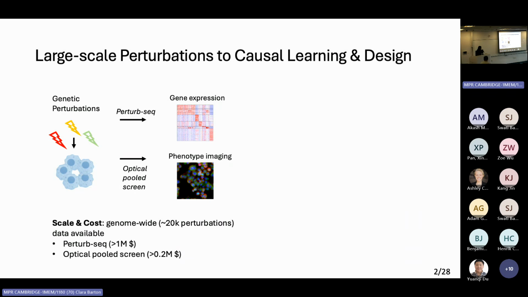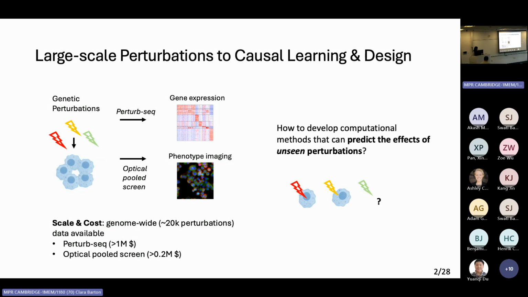Just to give some intuition about the scale and costs of such experiments, we have access to genome-wide data, which corresponds to perturbing every single individual gene, around 20,000. So you have 20,000 different perturbations, and you can read off the effect of those perturbations in single cells, either using Perturb-seq or optical pooled screen. But the cost for such a genome-wide experiment for Perturb-seq is quite expensive. It's more than $1 million. For optical pooled screen, it's relatively cheaper, but still not to the extent where you can do this type of genome-wide screen in every different context, in every different disease.